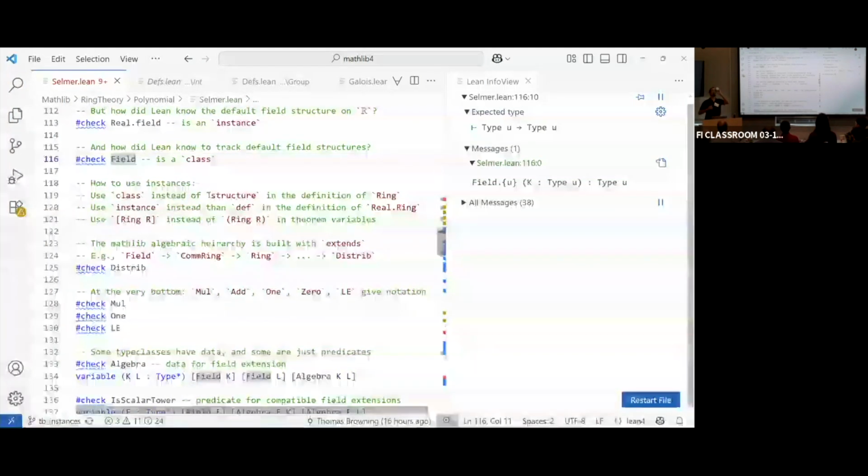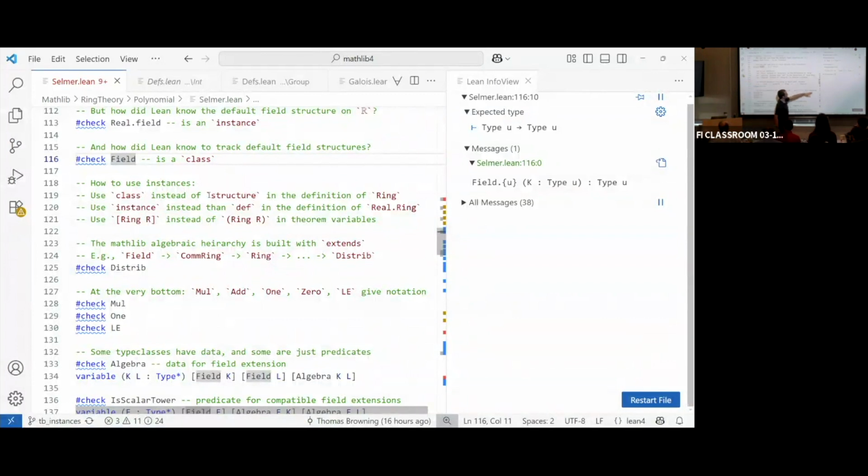One question: when you do that check field command, there's nothing in the output that actually says it's a class. Yes. You have to click through. So what check does is just ask Lean, what type is this? So I'm just using this as a way to click on it. Really, Lean says, okay, what is field?